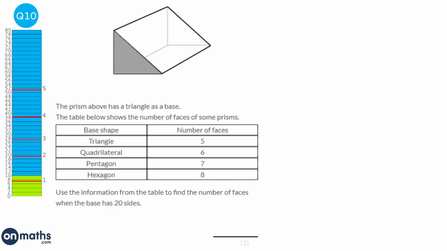Something to realise in this table we're given in this question is that the triangle has 3 sides, quadrilateral 4, pentagon 5 and hexagon 6. And that number is just 2 less than the number of faces. So basically if you've got the number of sides, you add 2. So 4 plus 2 is 6, 5 plus 2 is 7, and 6 plus 2 is 8. So if we've got 20 sides, and we just do the same thing, so we're just adding 2, then we should have 22 faces. So our answer is 22.